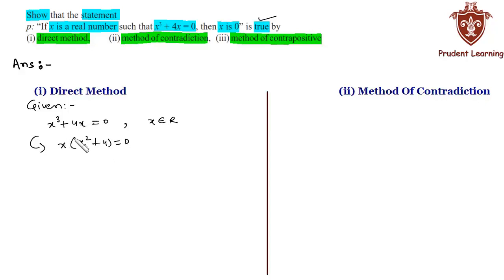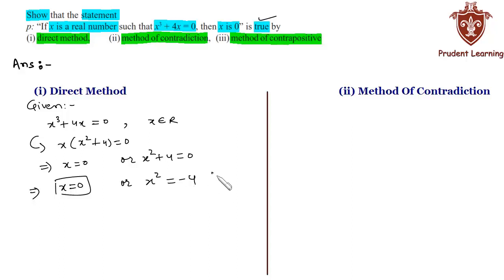Here we have taken x as common in the left hand side, which simply means either x equals 0 or x square plus 4 equals 0. That is, we have either x equals 0 or x square equals minus 4. Now this is not possible since we do not have any real number whose square is negative 4. So we'll go ahead and say that the only value of x that is possible is 0. So this is the direct method of showing that the statement is true.